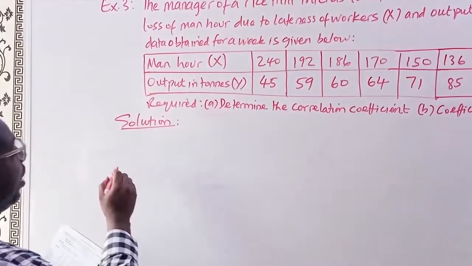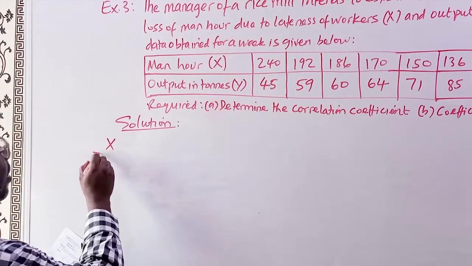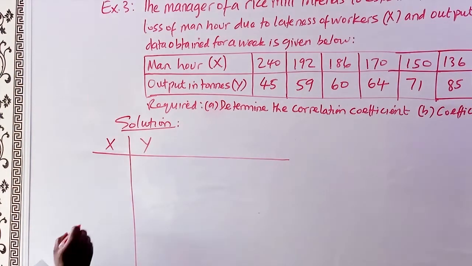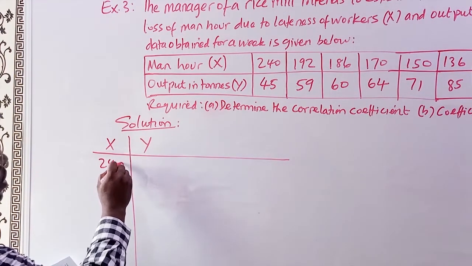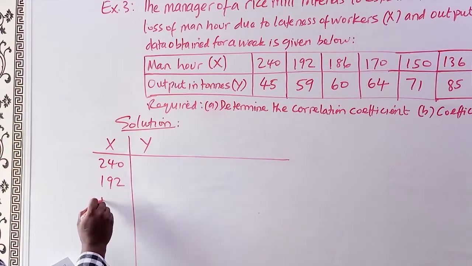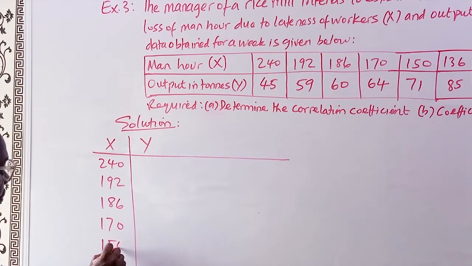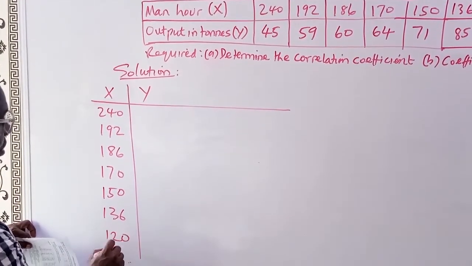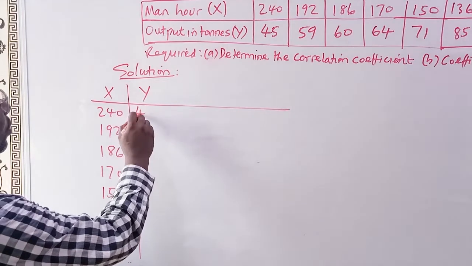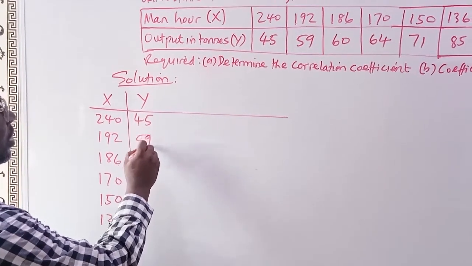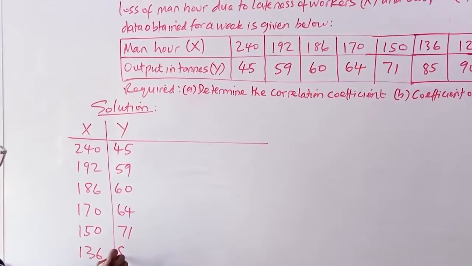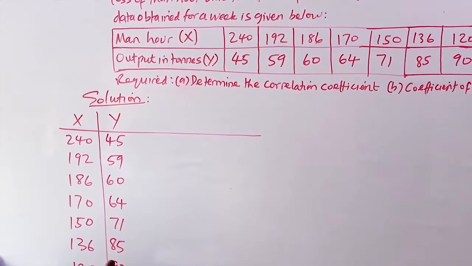And then we'll enter our X and Y values in our table. Here we have X and then we have Y. For X, we have 240, 192, 186, 170, 150, 136, and 120. Then the entries for Y are 45, 59, 60, 64, 71, 85, and 90.